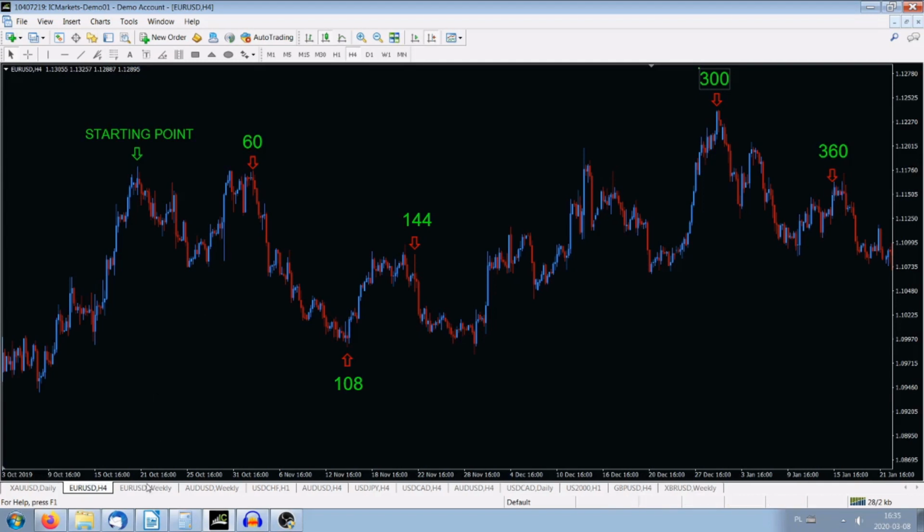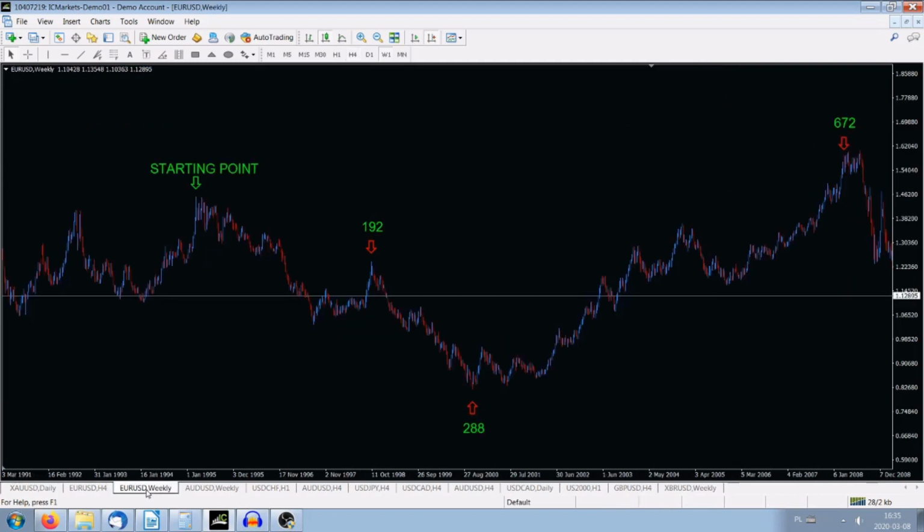Let's go to another one. I've got here the Euro-USD weekly chart. We've got a starting point here, and 192 candles later, we got that turning point. Another turning point we got here, the bottom, at 288 candles.